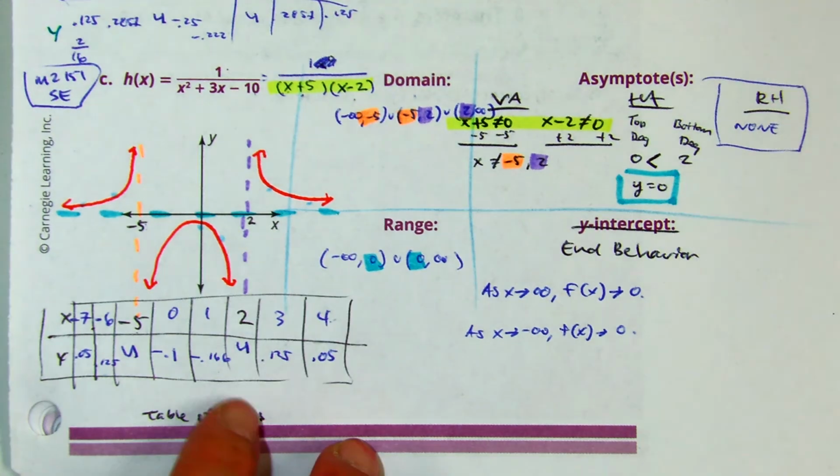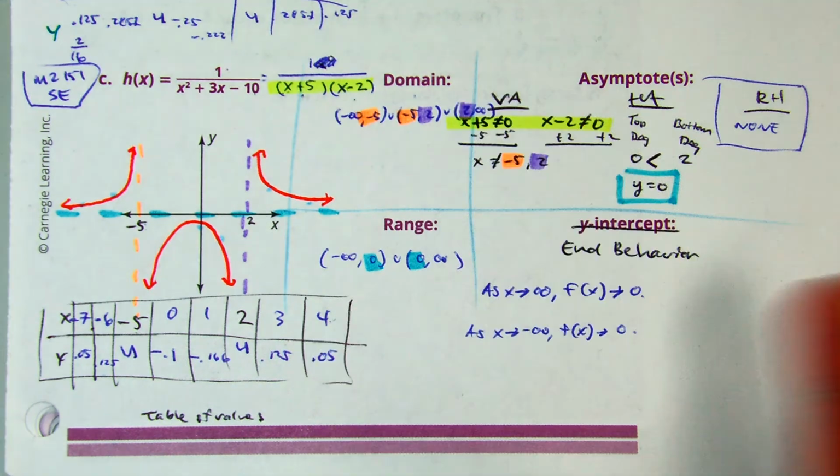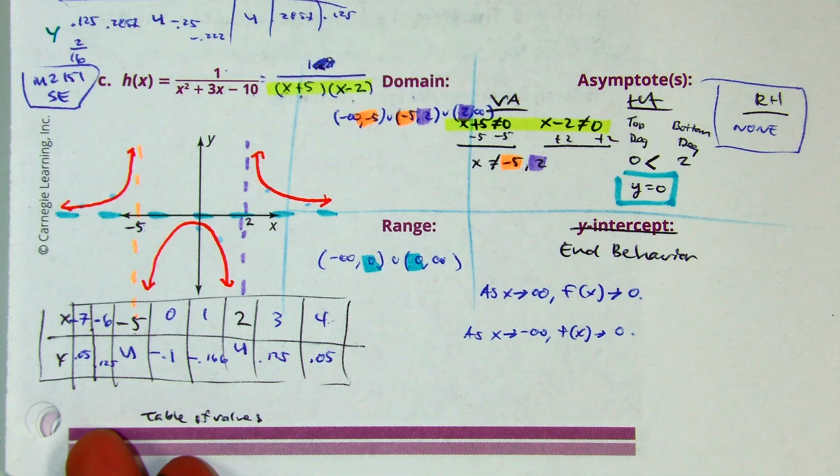So all of these characteristics of a rational function you will have to do. Factor it, figure out the asymptotes, removable holes, graph it, table of values, and then domain, range, and end behavior.